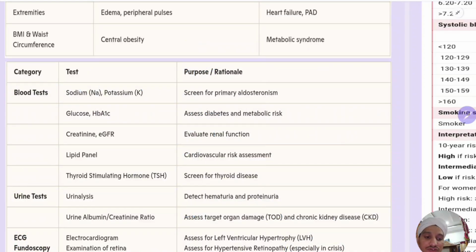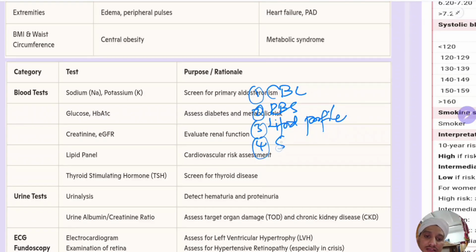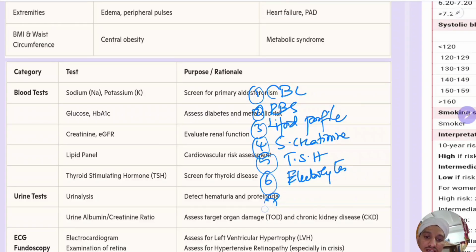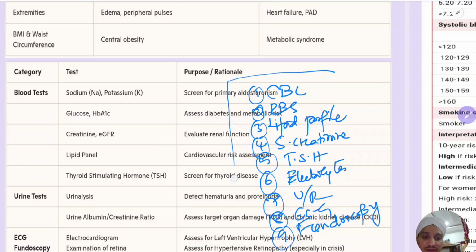In blood tests, what will you send for? You send for CBC, RBS, lipid profile, serum creatinine, number 5, TSH, number 6, electrolytes, number 7, urine routine, number 8, ECG, number 9, fundoscopy. So this is the list of primary investigations.